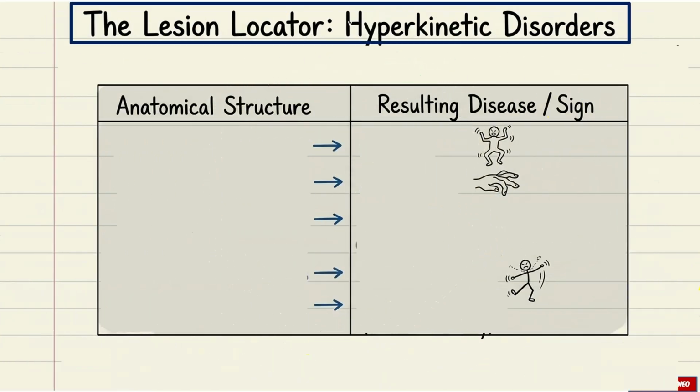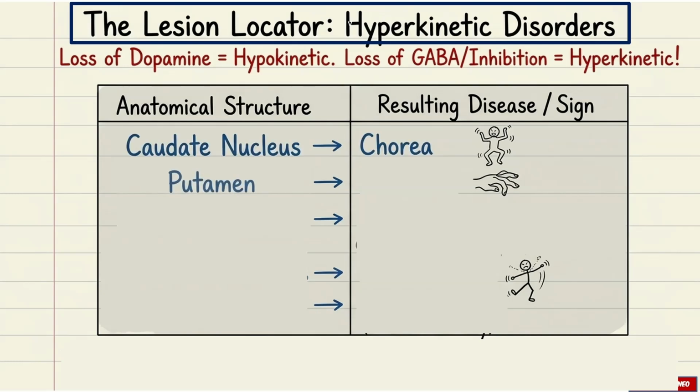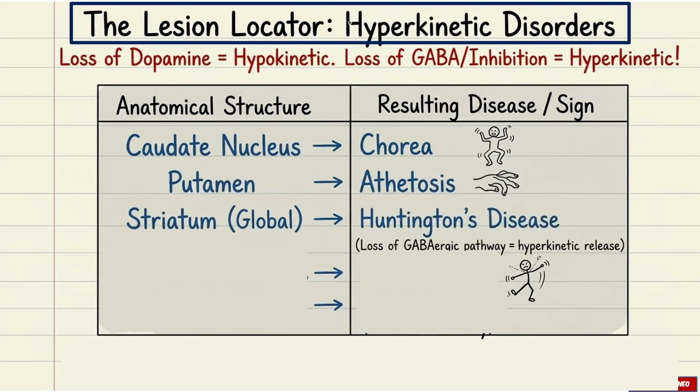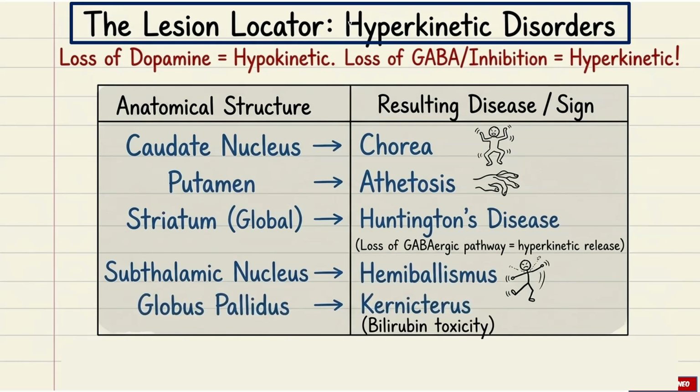But before moving further, remember one important key rule. Loss of dopamine causes hypokinetic movement, whereas loss of GABA or inhibition causes hyperkinetic movement. Now let's connect the nucleus with the disease. Caudate nucleus, it causes chorea. Putamen, it causes athetosis. Striatum, it causes Huntington's disease. Subthalamic nucleus leads to hemiballismus, and globus pallidus causes kernicterus.